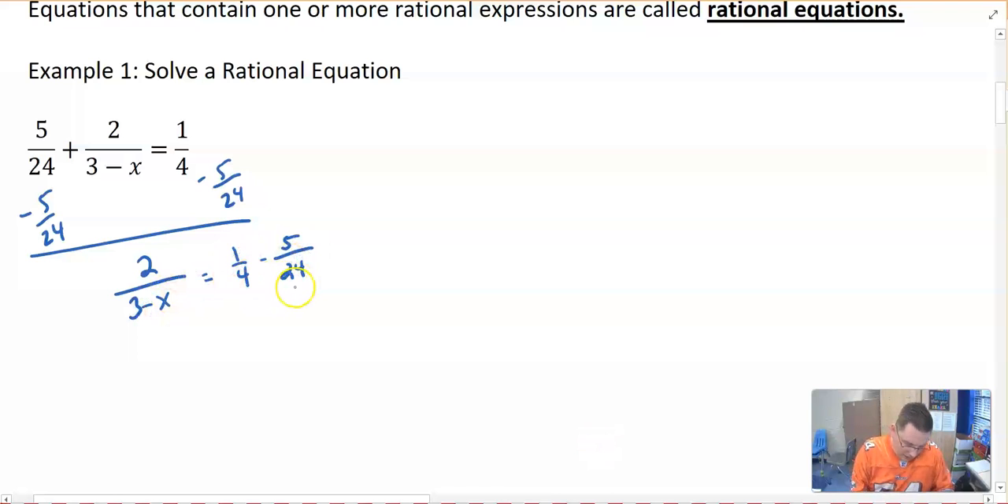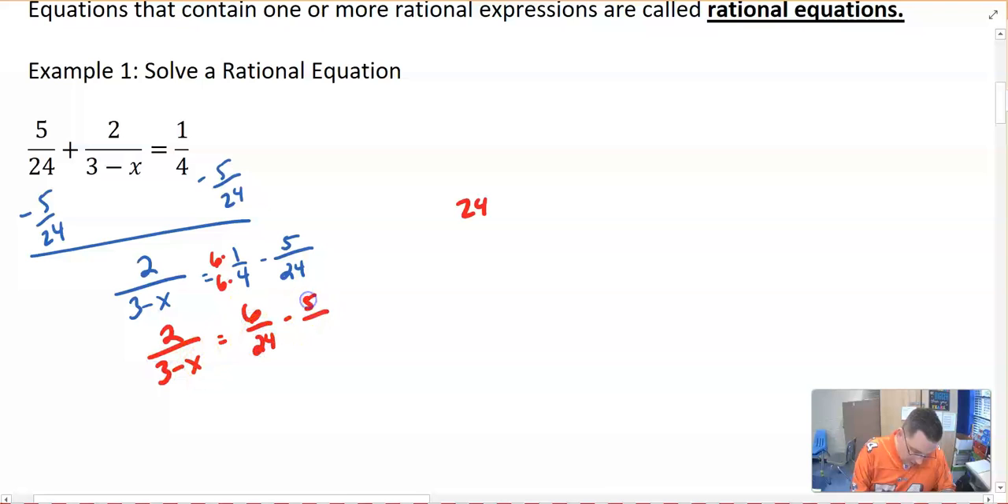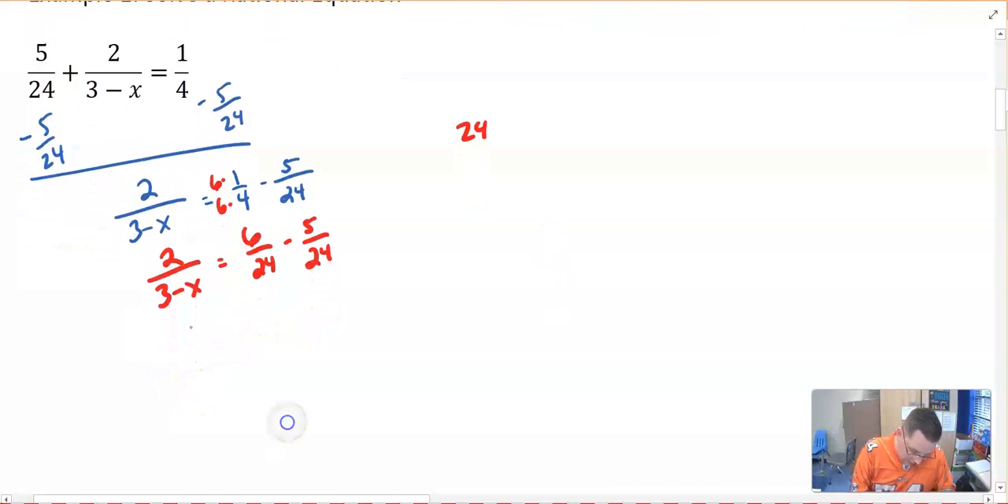Now, what is the common denominator for 4 and 24? Well, that's going to be 24. So I'm going to multiply this fraction by 6 to the numerator and denominator. So we're going to get 2 over 3 minus x is equal to 6 over 24 minus 5 over 24. And remember that when you're subtracting fractions, we're going to keep that denominator. So there's the 24. 6 minus 5 is 1.